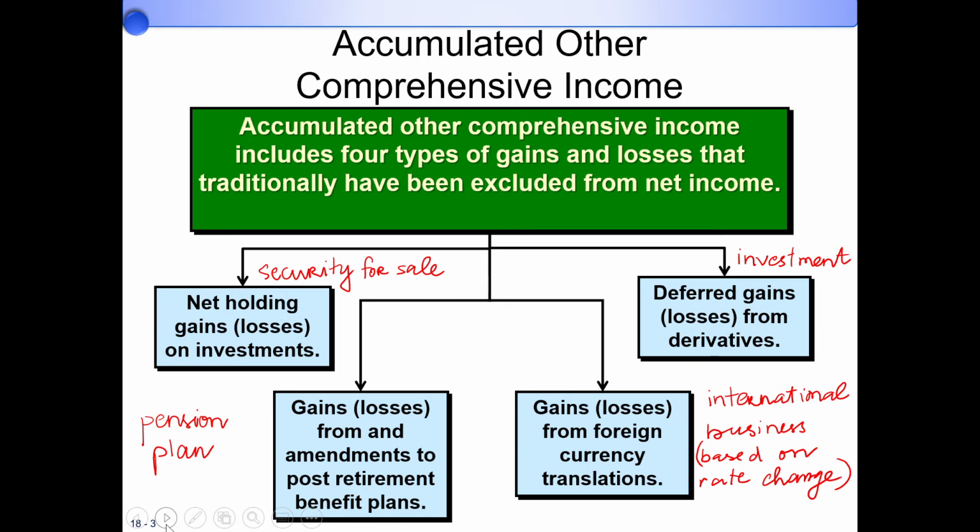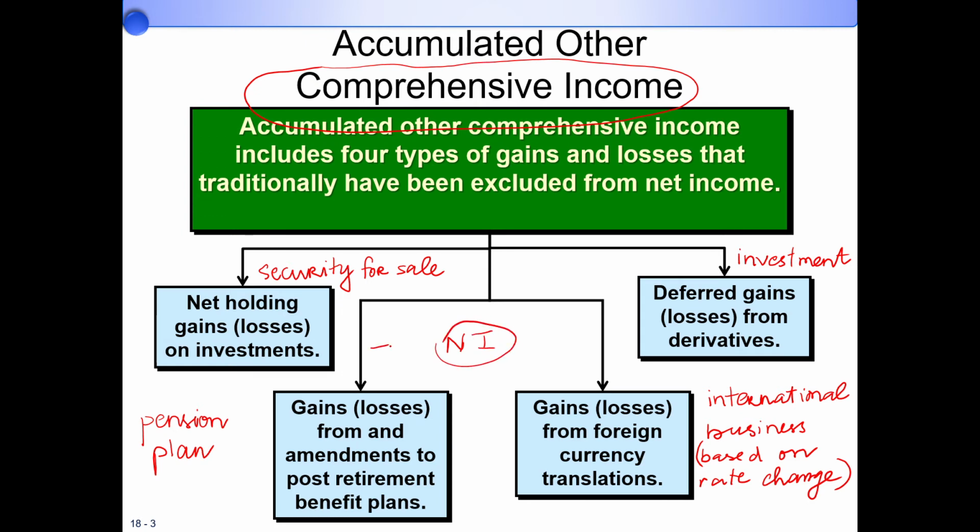Net income plus those other comprehensive income items now includes all of the revenue, expenses, and all of the gains and losses. We call that comprehensive income. So comprehensive income includes net income plus those four other comprehensive income items. And then we talked about how to present comprehensive income in 121A.